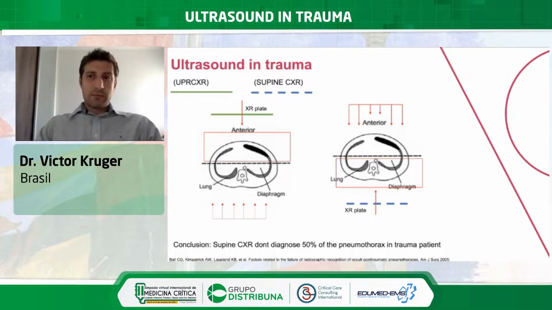When you talk about chest X-ray and ultrasound in the trauma bay, you need to understand the physiology of the chest X-ray. Remember, the trauma patient has a supine chest X-ray, and the X-ray plate is posterior. The X-rays are anterior, and most of the pneumothorax is anterior in the chest cavity. Of course, the conclusion is that a supine chest X-ray doesn't diagnose 50% of the pneumothorax in trauma patients.